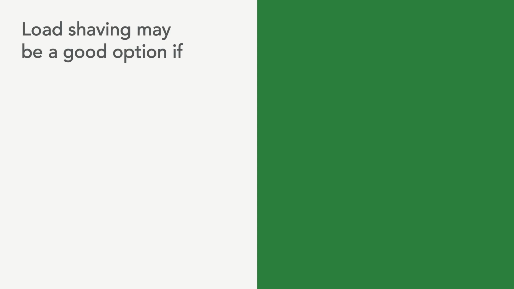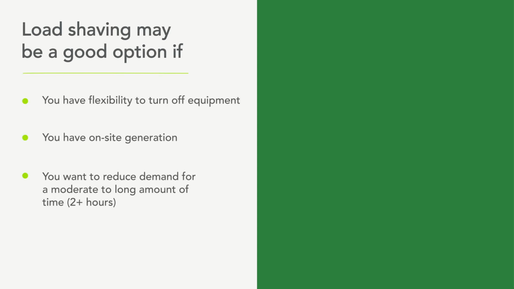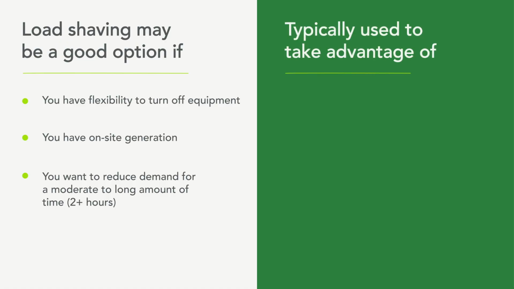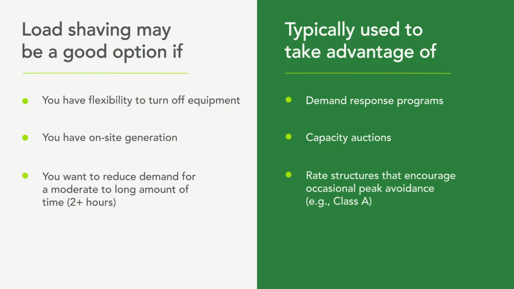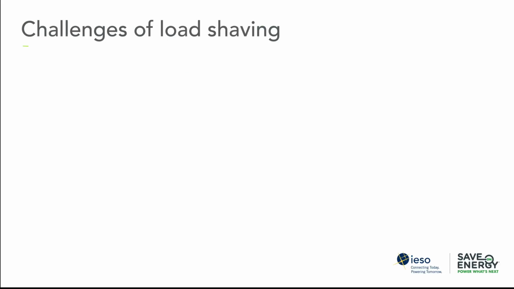Load shaving is often a good option if you have flexibility in your operations to reduce demand for a moderate or long period of time, such as 2 hours or more. Examples of where load shaving is commonly used include utility demand response programs, where participants reduce demand in response to a signal from the utility, or Ontario's Class A rate structure, where participants reduce demand when a coincident peak is predicted.